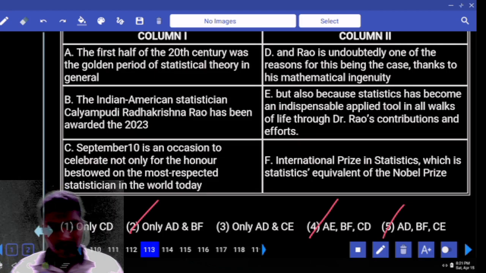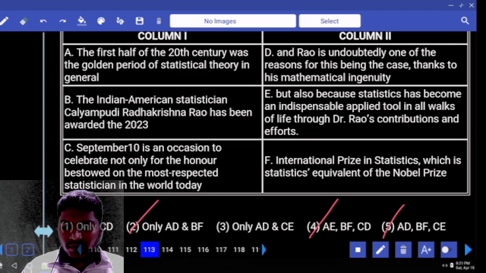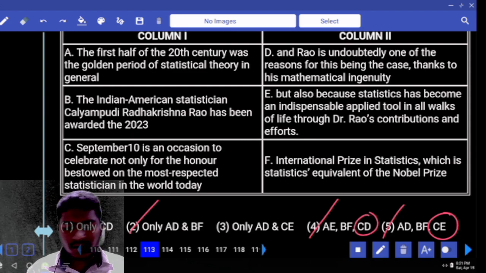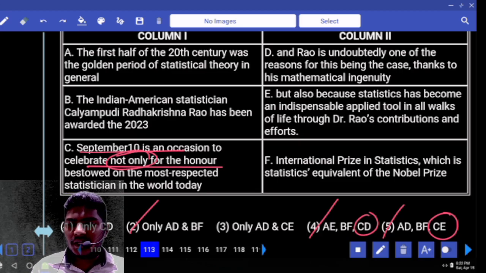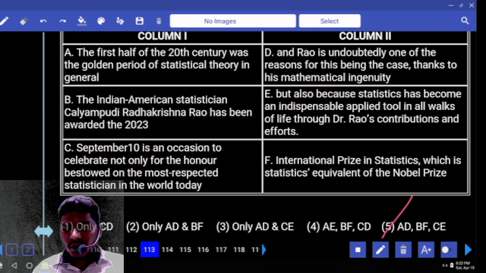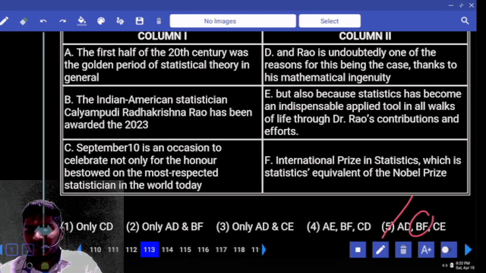Now we have to check for CE and CD. Okay, that is possible. September 10 is an occasion to celebrate not only combination but also what is one pair that we can use here? C with the E. C and the fifth one. Let us finalize it with the BF.